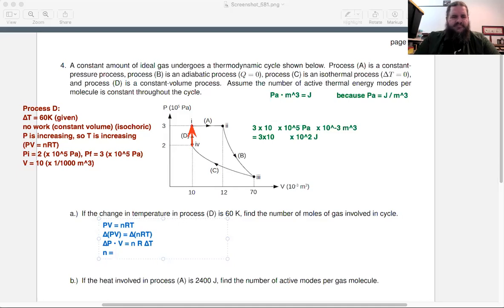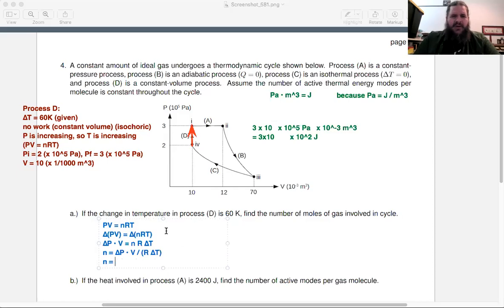It would be delta PV over NR. Oh, I mean over R delta T. Yeah, delta P times V, and we just divide both sides by R delta T. And I think that should work because then N will be isolated. And I think we have all those values. We can fill these in.